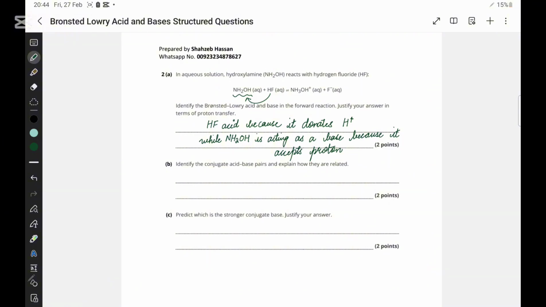Identify the conjugate acid base pair and explain how they are related. So HF is basically acting as an acid. Its conjugate base is going to be F minus, while this is a base because it accepts a proton, and this is going to be its conjugate acid after accepting the proton.